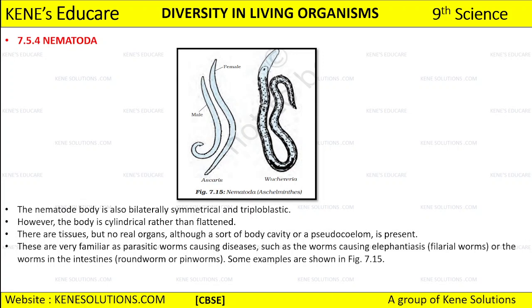Then, if you see the animals Ascaris and Wuchereria, you can find that their body is cylindrical rather than flattened, right? Because in Platyhelminthes, the body was flattened, but here it is cylindrical. There are tissues present, but there are no real organs, although you will see a sort of body cavity, also called pseudocoelom, inside them. Pseudocoelom means false body cavity. They are very familiar as parasitic worms which cause diseases.